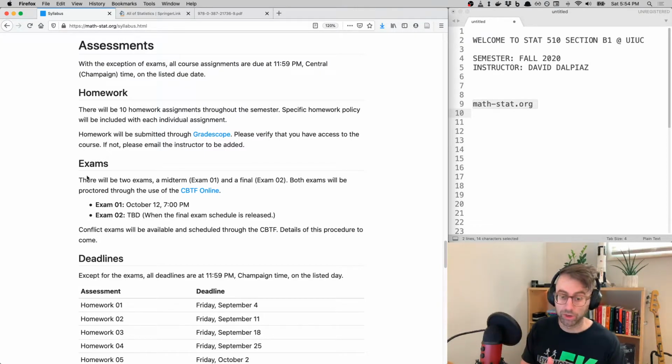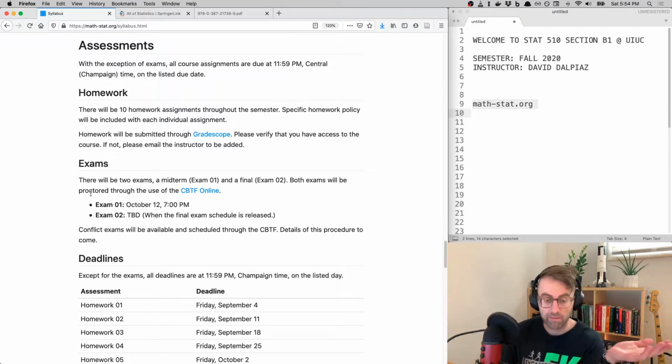So what are you going to do? You're going to do problems. My thing is that one of the best ways to learn this stuff is to do as many problems as possible. So with that in mind, there's going to be 10 homework assignments. We're going to use Gradescope this semester. It's new to me, but talking to everyone about it, it seems to be very easy to use both from an instructor and a student perspective.